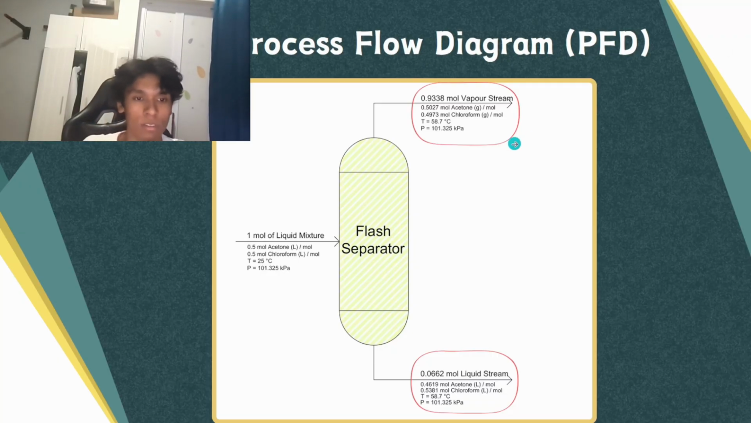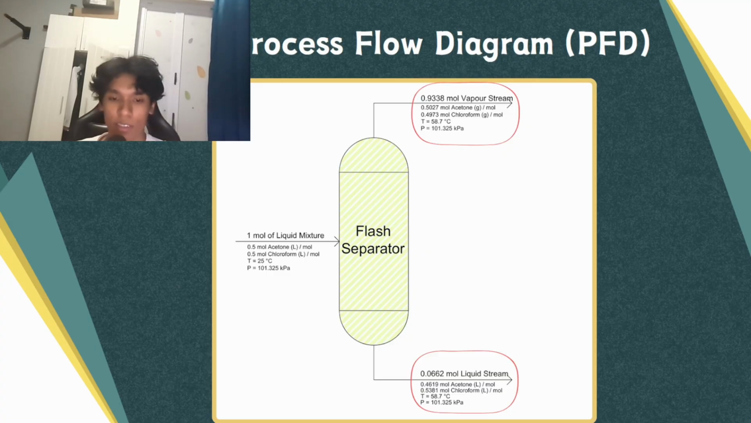We have 1 mole of liquid mixture of equimolar acetone and chloroform, entering at 25 degrees Celsius and 1 atm. In the vapor stream, we have 0.9338 mole, where the fraction of acetone is 0.5027 and chloroform is 0.4973, leaving at 58.7 degrees Celsius at 1 atm. And in the liquid stream, we have 0.0662 mole, with 0.4619 mole fraction of acetone and 0.5381 of chloroform, leaving at 58.7 degrees Celsius and 1 atm.